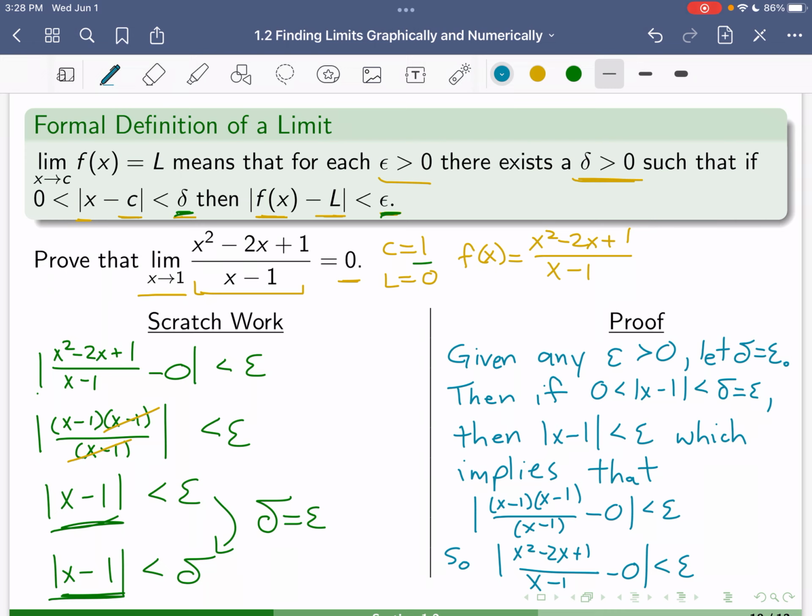And that's it. Right? We have proven what we wanted. We needed to show that if this was true, then this was true. No matter what value of epsilon you choose, you can find an appropriate delta that will make that stuff that I highlighted in blue be equal. That is our formal proof.